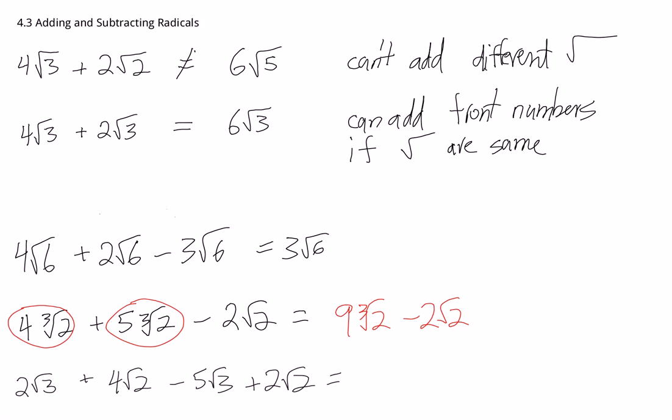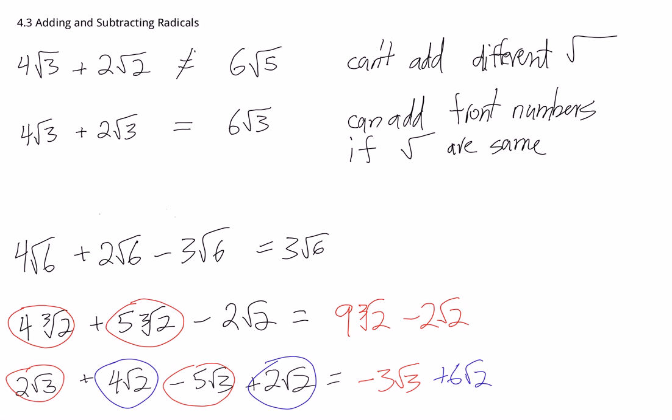So in this case, you've got to be careful. We've got root 3, so the 2 root 3 and the minus 5 root 3, those can go together. So I'd give you negative 3 root 3. And then the root 2's, we've got a 4 root 2 and a 2 root 2. Those two can go together to give you 6 root 2.